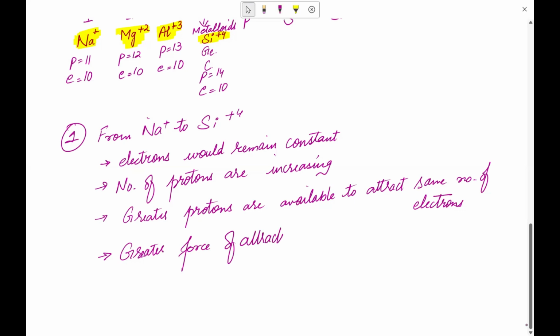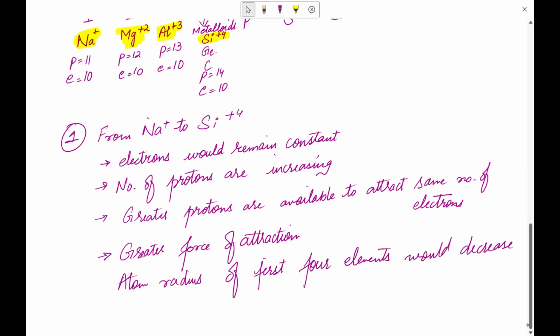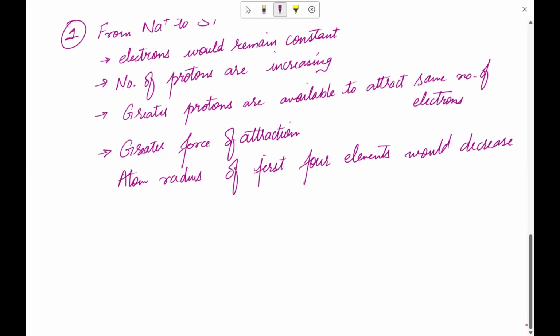And because of that, what will happen? The atomic radius of the first four elements would decrease. Is that clear? So if we are going to draw the graph, it would become like this. For sodium, positive; Mg plus 2; for aluminium, Al plus 3; for Si plus 4. So you can see that the graph has been constantly decreasing. And now, after that, what is going to happen?